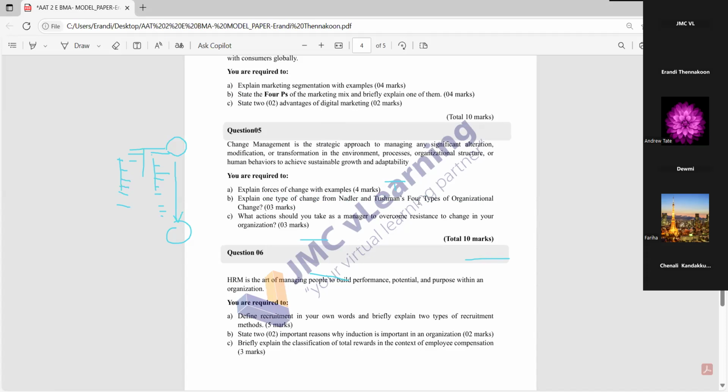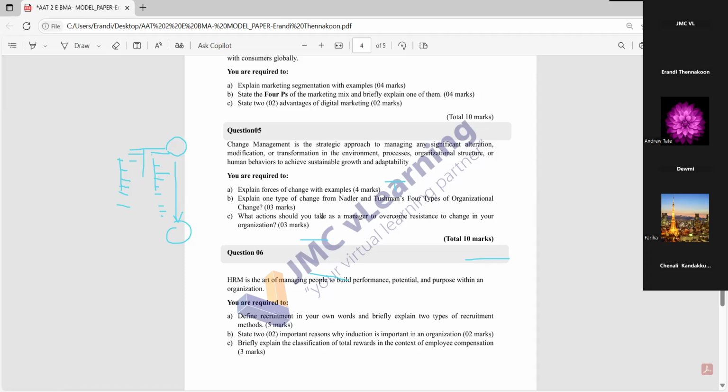There are four types of change according to Nadler and Tushman, right? They are tuning, adaptation or flexibility, reorientation, and recreation. Then you can move on to your topic.